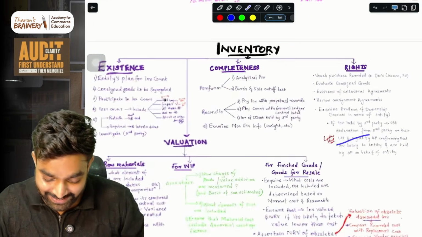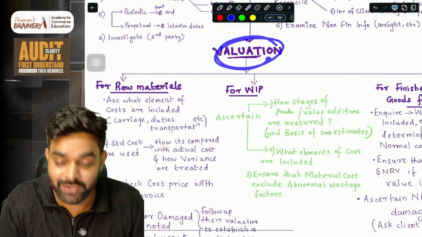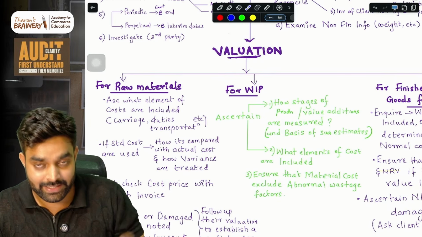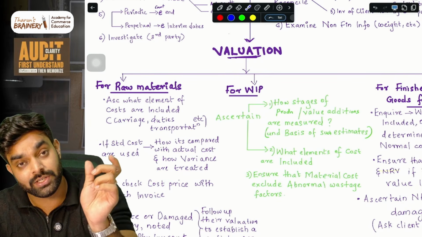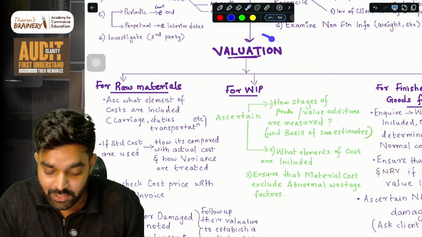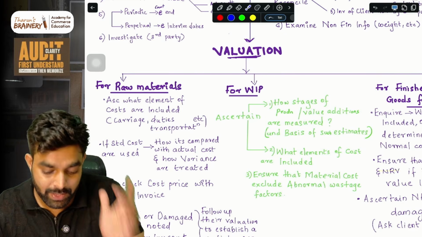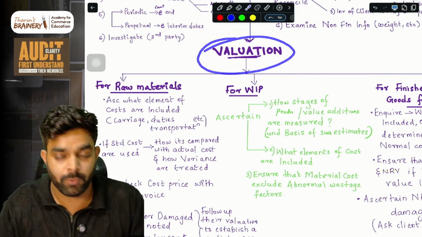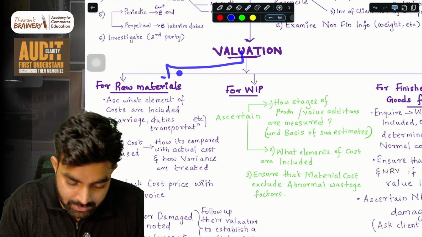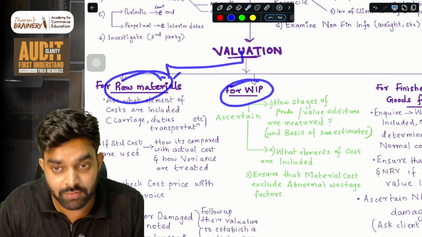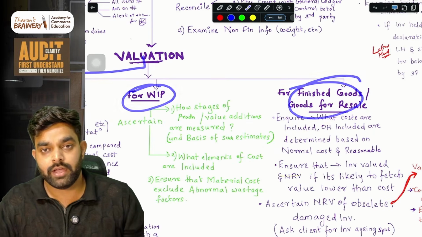Okay. Then you have to check the valuation. That is, the amount of inventory is correct. That is, they are showing 10,000 units of inventory, total is 10 lakh. You are checking that 10 lakh, whether that rupee amount is correct. What are the procedures you need to follow? How will you check the value of raw materials? How will you check the value of work in progress? How will you check the value of finished goods?